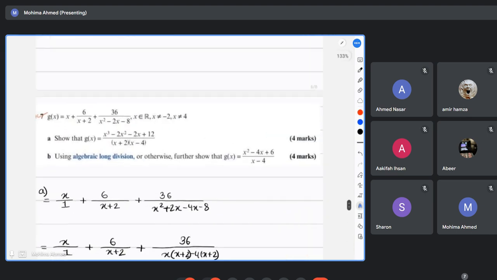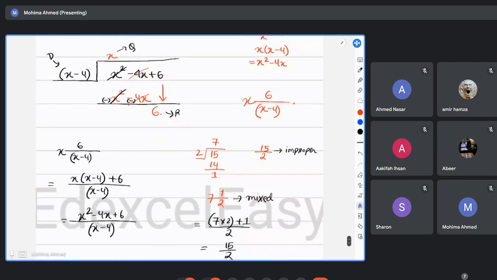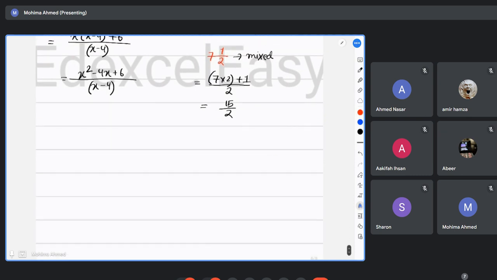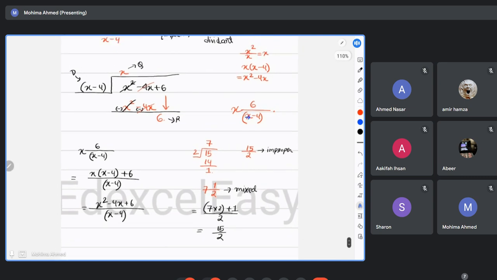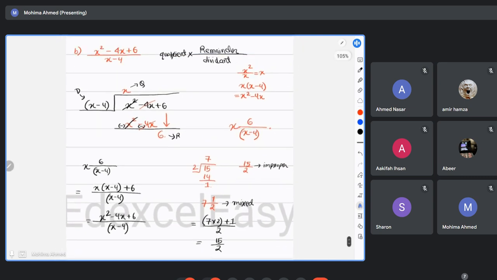So part B now says, using algebraic long division or otherwise, further show that g(x) can be represented in this format, like x squared minus 4x plus 6. You have to work with g(x) in this format. Now, in this situation, I'll work with g(x). They were asking that the final answer should be in that format, not that we have to just long divide. I did the long division of that format only to explain how to write your answer as a mixed fraction. Is there any problem for anyone who did not get the format of writing this as a mixed fraction?